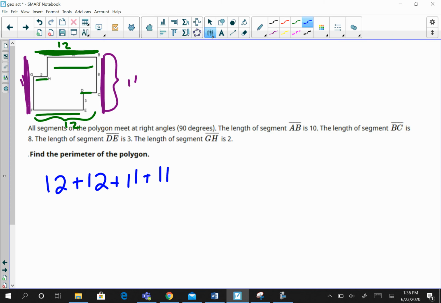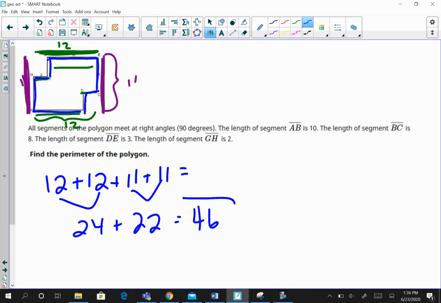That did take care of this and this, that was 12. This bottom and this bottom, that is 12. This side and this side, which is 11, and this side and this side, which is 11. So as long as you've taken care of every little divot in, you're good. So I have 12 plus 12 plus 11 plus 11, that's 24 plus 22, or 46. So the diagram is a little bit misleading. It just looks harder than it is.